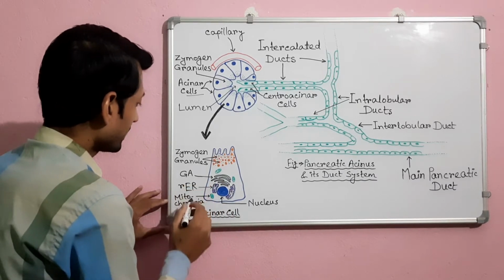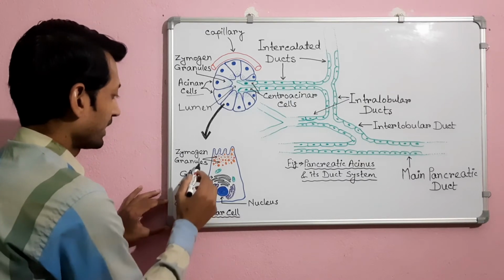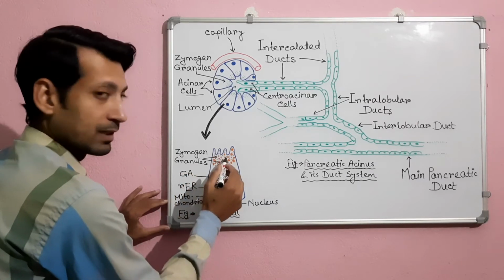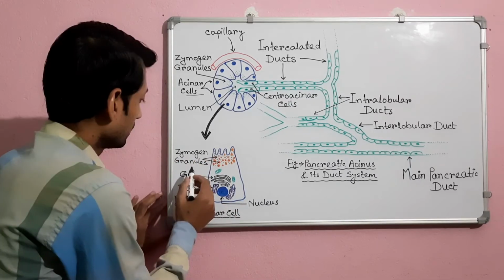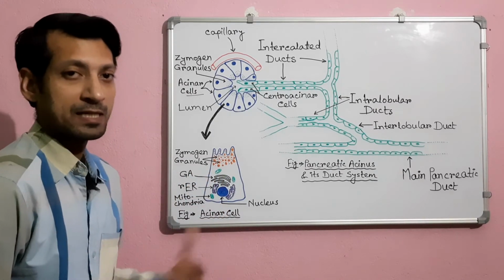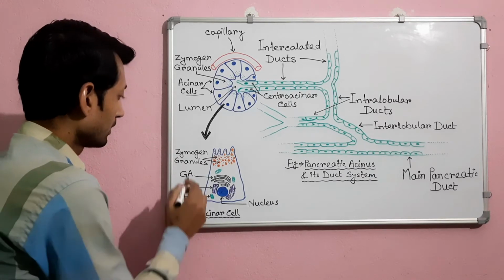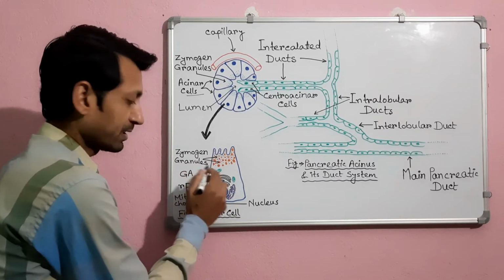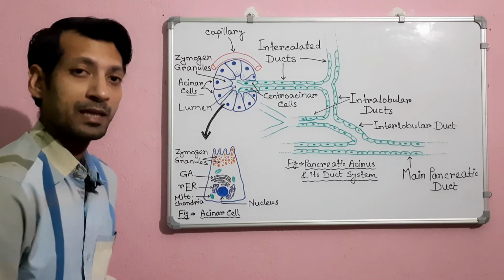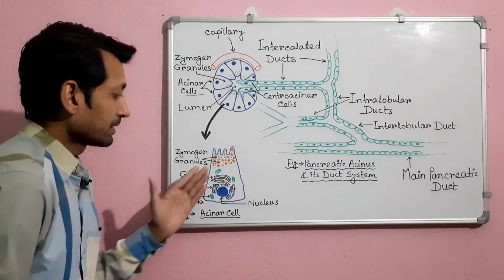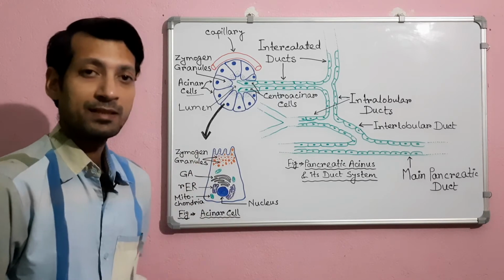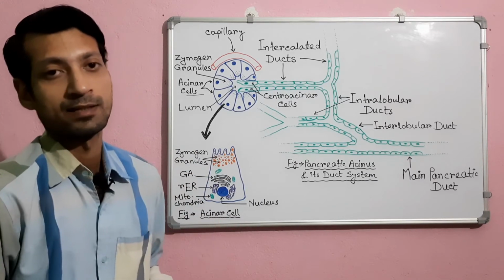The most important characteristic feature is the presence of acidophilic zymogen granules in the apical cytoplasm. Zymogen granules are most numerous in the pancreas of a fasting individual. These zymogen granules contain a variety of inactive digestive enzymes. Those digestive enzymes get activated only when they reach the lumen of the small intestine.